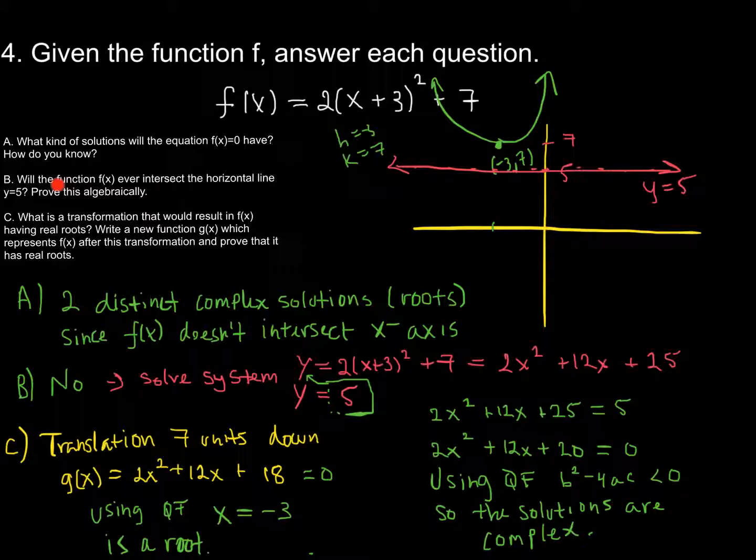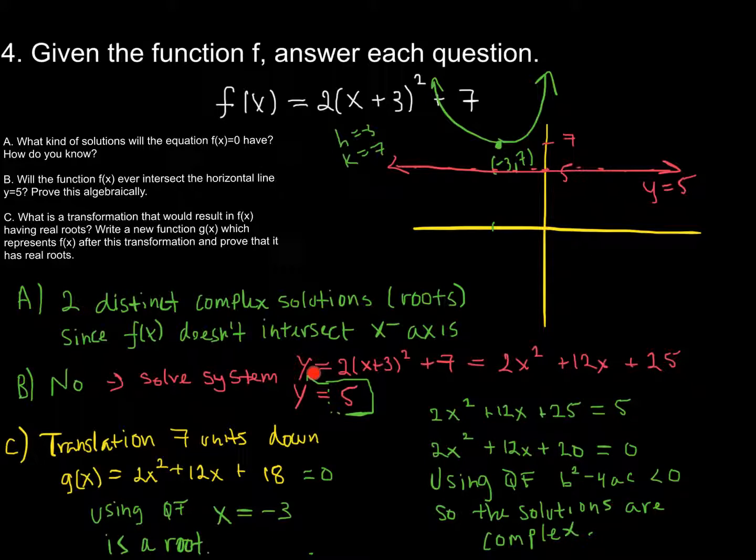How could I prove this? Well, if I were to set the y value of my quadratic equal to 5 and solve, I should get no real solutions, or complex solutions. And in fact, that's what I would want to do. I have this quadratic, 2x squared plus 12x plus 25, right, if I FOIL this out. And I have my line y equals 5. And I just am solving the system of equations to see if there are any intersection points.